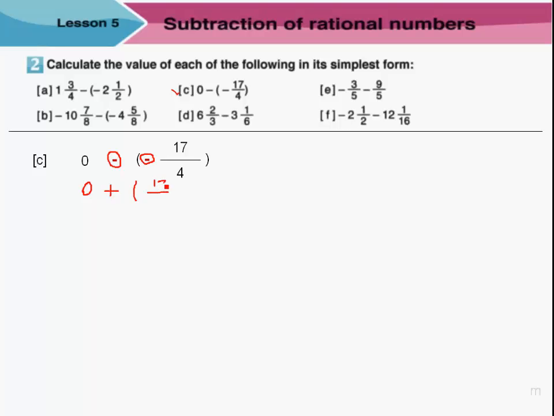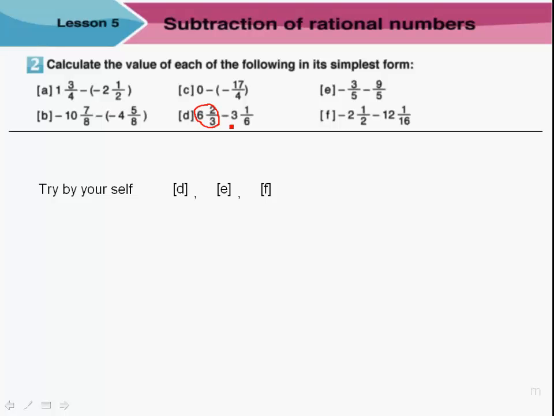Plus 17 over 5. So I told you before, if we add 0 to any number or any rational number, the result will be the same number or the same rational number. So the result here of C will become 17 over 4. You can try this one, that one, and D, E, F. Try it, please.